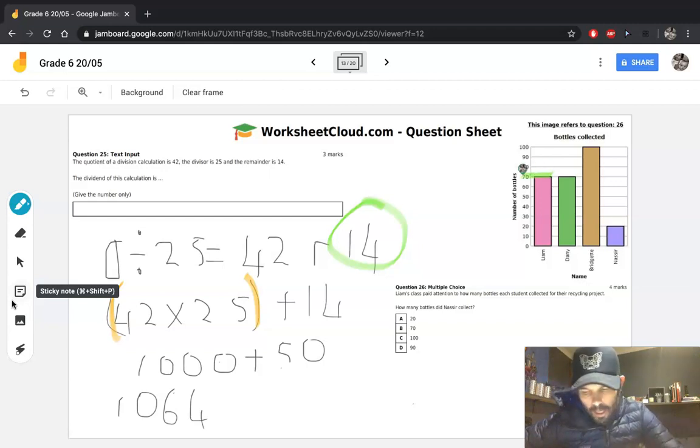You can see that Danny collected the same amount, 70. Bridget did a great job and collected 100. And you can see Nasir wasn't that interested, and he decided to collect 20. Okay, so your answer there is option A, 20.